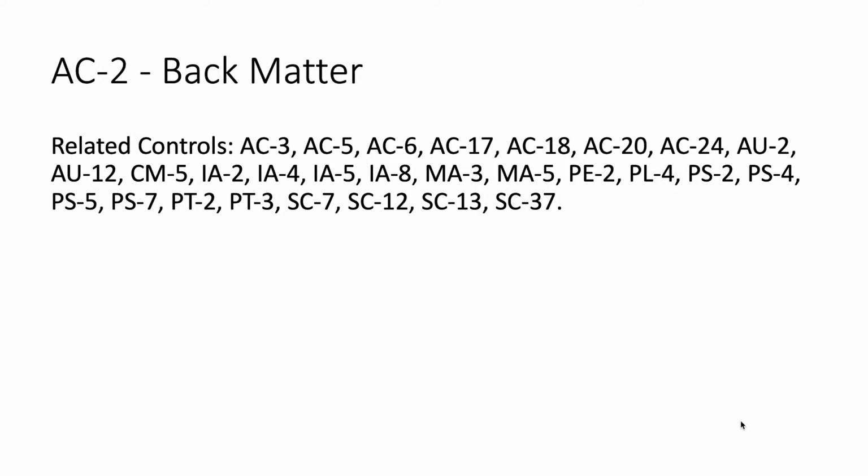So we're not going to get the references until we hit the bottom of the enhancements. That's okay, though. Related controls, AC-3 coming next, AC-5, 6, 17, 18, 20, 24. Then we hit some audit controls, AU-2, AU-12, CM-5, IA-2, 4, 5, 8, MA-3, MA-5, PE-2, PL-4, PS-2, PS-4, 5, 7, PT-2, PT-3, SC-7, SC-12, SC-13, and SC-37.